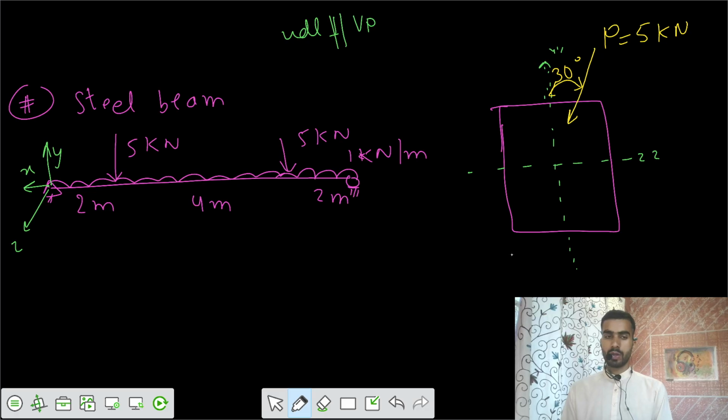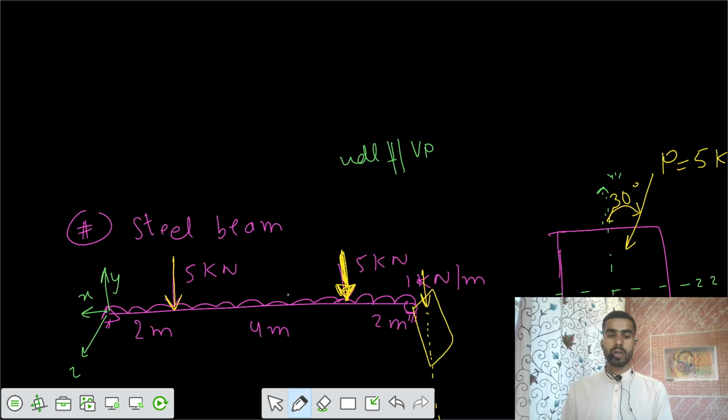So these two loads of 5 kilonewton are making an angle of 30 degrees with respect to the vertical axis of the cross section. The cross section looks like this, and the load is acting in this way at an angle of 30 degrees. If you resolve that force into components along two directions, this was your vertical and you are applying a load P at angle theta.